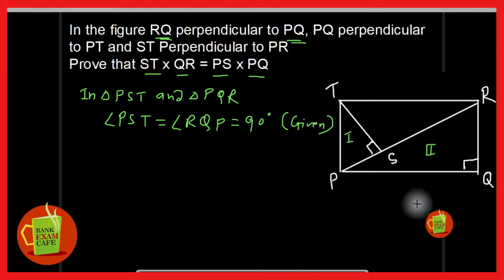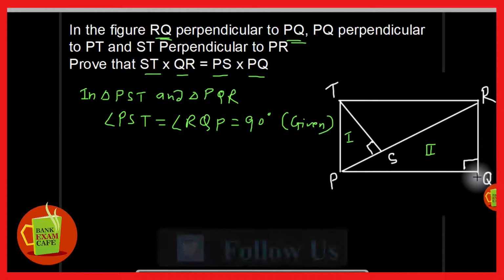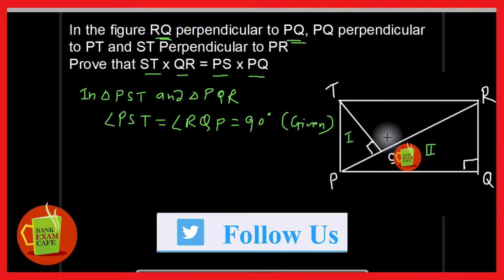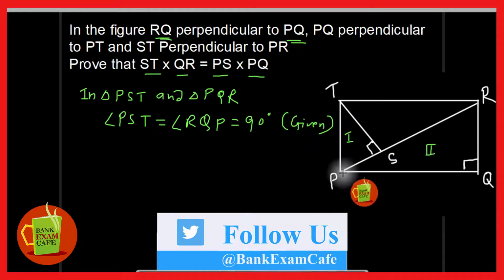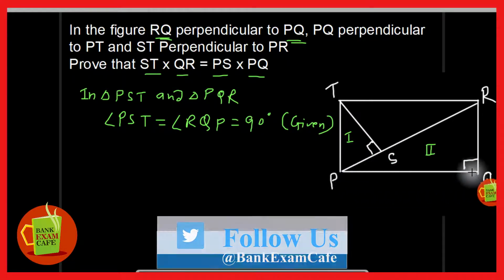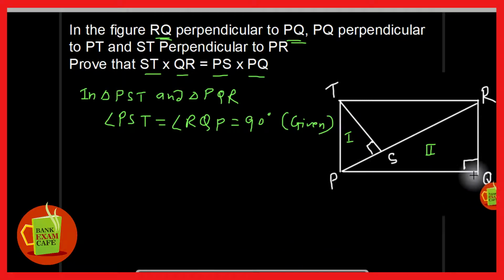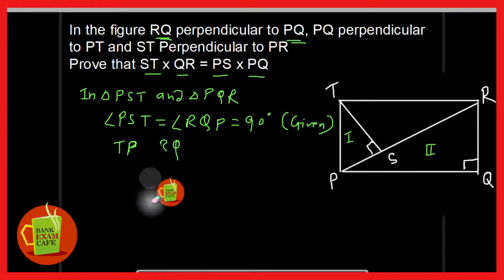Now the second point is that TP and RQ are parallel to each other. Why are these parallel to each other? Because both are perpendicular to the line segment PQ. And we know that perpendiculars drawn on a line segment are parallel to each other. So PT is parallel to RQ.